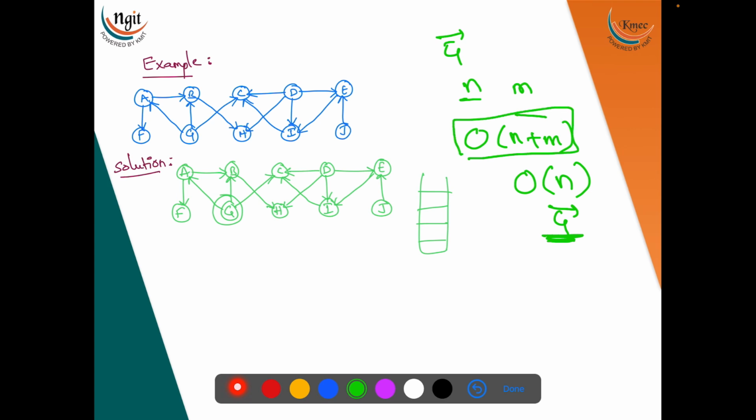Right? So this is about topological ordering. What is topological ordering? The definition, the example problem, the solution and the time complexity of the same.